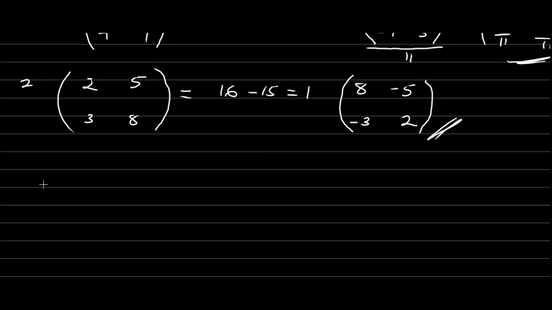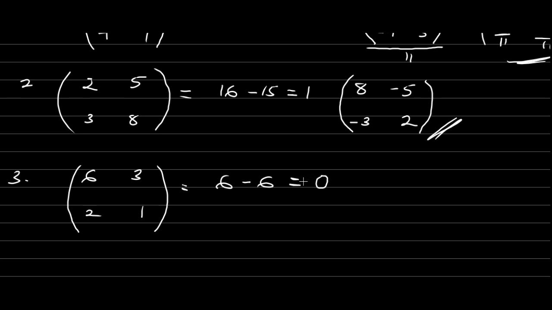Then the third question, we're given 6, 3, 2, 1. So the first thing is we find the determinant. 6 times 1 is 6, minus 2 times 3 is 6. And this will give us 0.